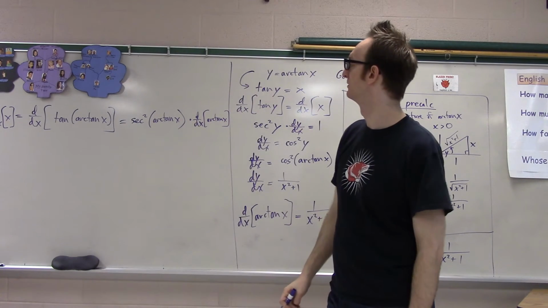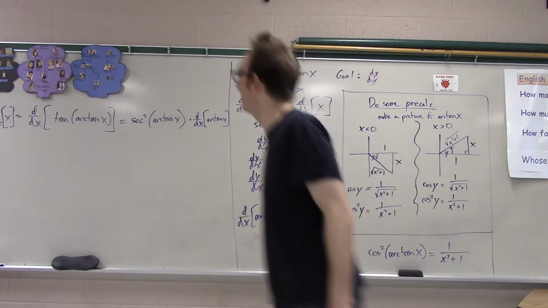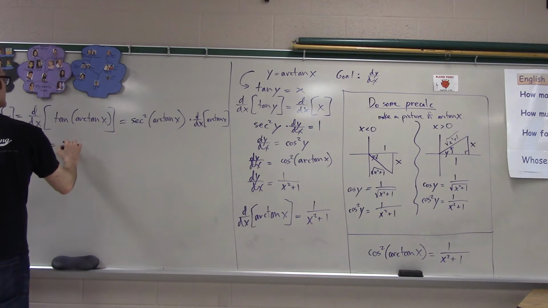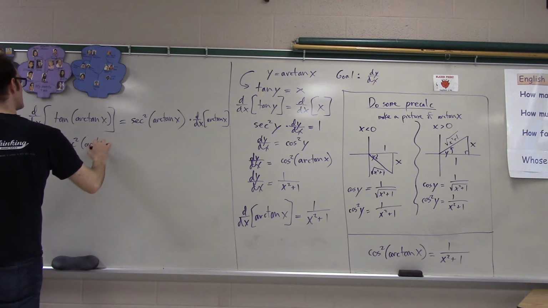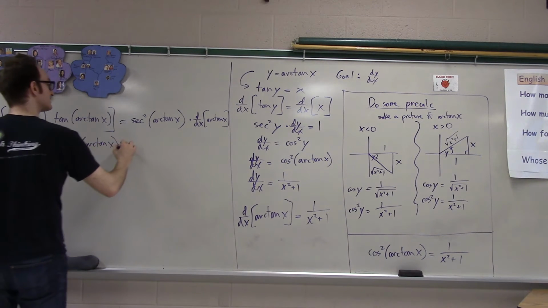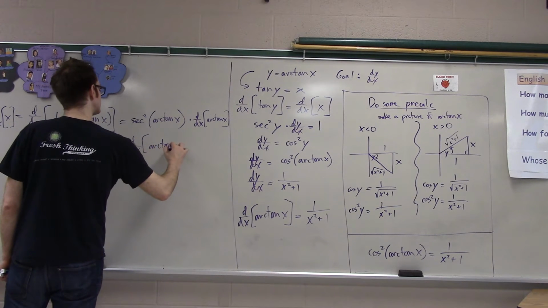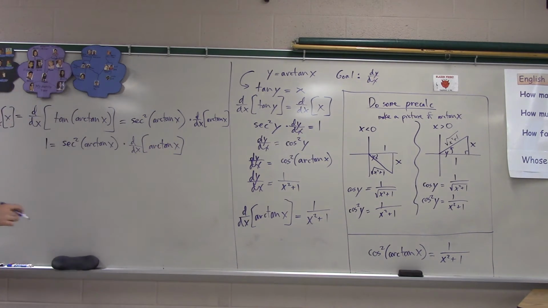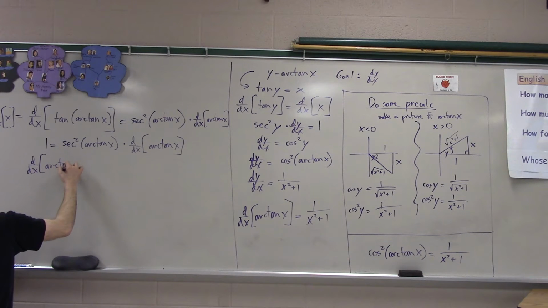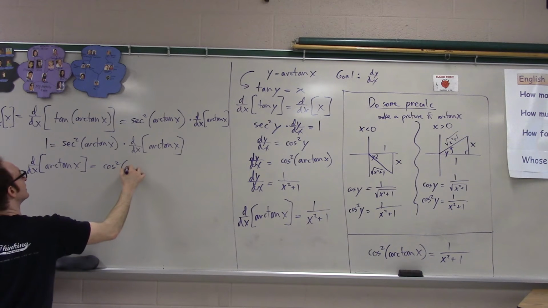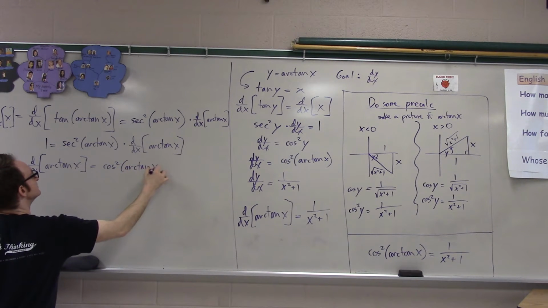Whatever that is. Okay, so putting this all together, what we really have is that 1 is secant squared arctan x times the derivative of the arctan, whatever that is, and thus the derivative of the arctan function is cosine squared arctan x.